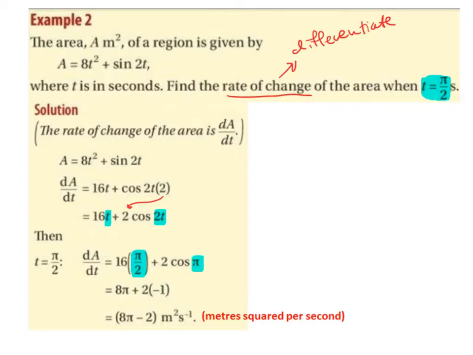So now we want to sub in pi over 2 in place of t. So we get 16 times pi over 2 plus 2 times cos of 2 times pi over 2, which is just pi. And that gives us 8 pi plus 2 times minus 1, which gives us 8 pi minus 2. So we have 8 pi minus 2 meters squared per second. This is the rate of change of the area.